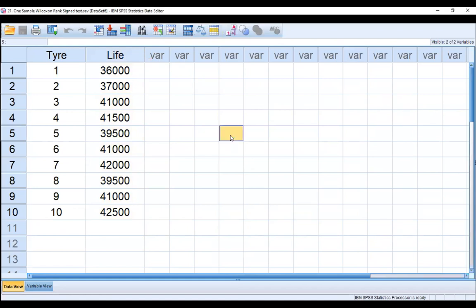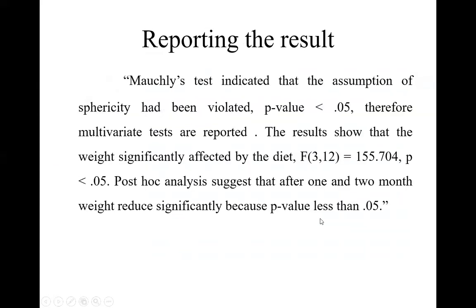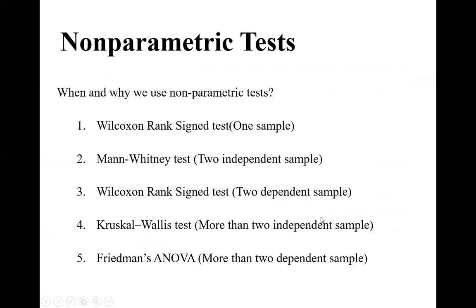Now this is a case study. In this case study you can see the life of tires. I am showing you the data set for the parametric and non-parametric tests. So today we will discuss the Wilcoxon rank sign test, Mann-Whitney test, Wilcoxon rank, Kruskal-Wallis, and Friedman.